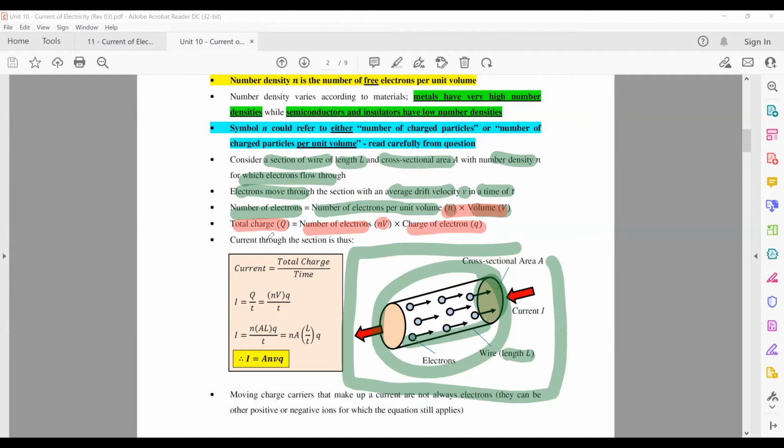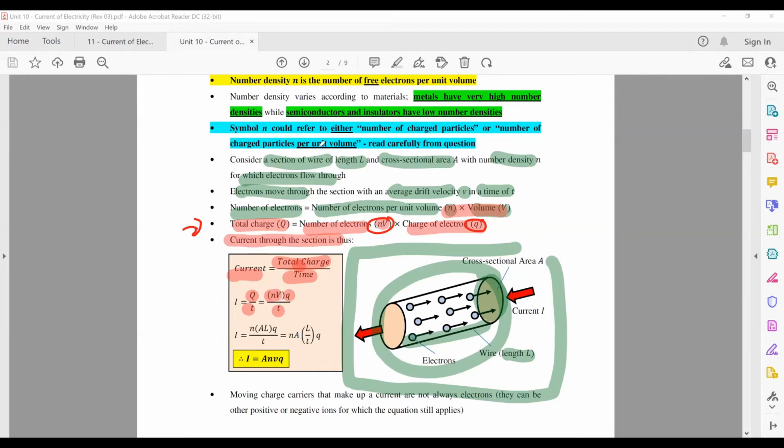If you want to find out the current through this section, current, as I mentioned, is actually your total charge divided by time. Total charge is a capital Q divided by T. So your total charge Q is given here already: number of electrons N, V multiplied with q. That's why you get this: nVq divided by t.